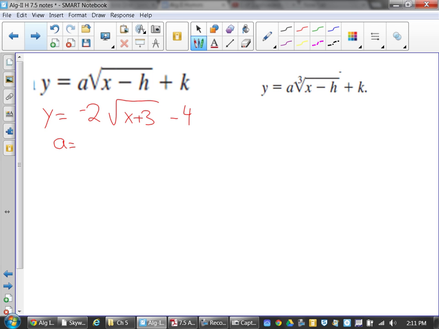What's your a value? -2. What's your h? -3. Good. And what's your k? Remember when you're working with h's and k's, in the form x minus h, it means it's the opposite of the sign. The k value is whatever it is. So what we do here is we make 2 steps to graph this.